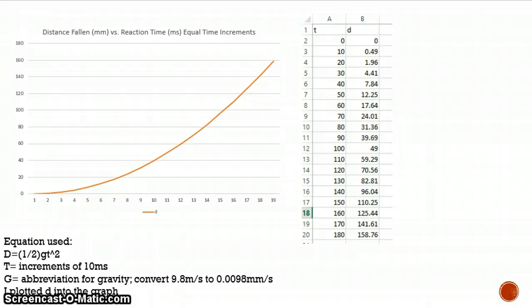I made this graph by inputting the D and the T into my data. The T is in equal increments of 10, so for each T I added 10 onto it, and I did this all the way until I got 20 data points. For my D I did 1/2 times the gravity times T squared. In this case G was converted from 9.8 meters per second to 0.0098 millimeters per second, and I plotted D into the graph.